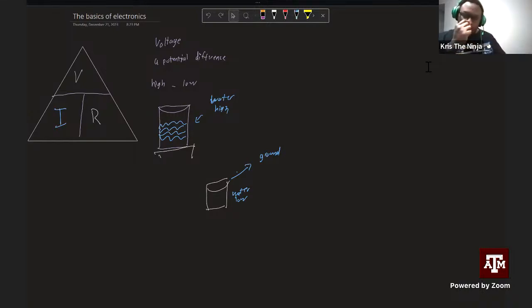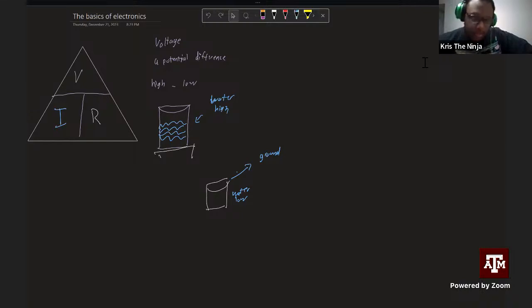But anyway, this is the basic concept of voltage: how voltages are different between two different points. This is just a rough example. Yeah, I guess that's an easy way to explain voltage.